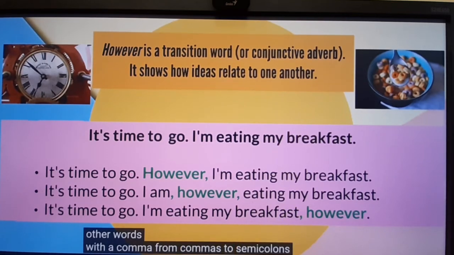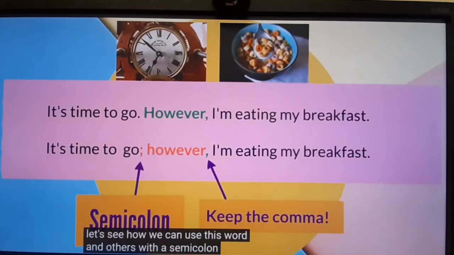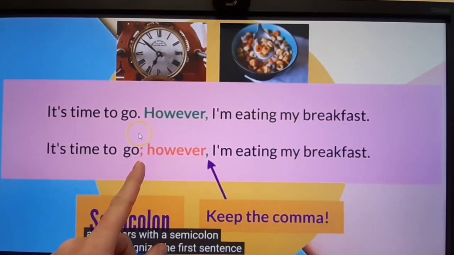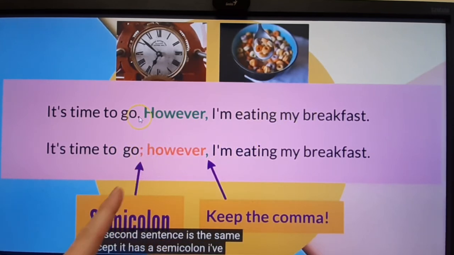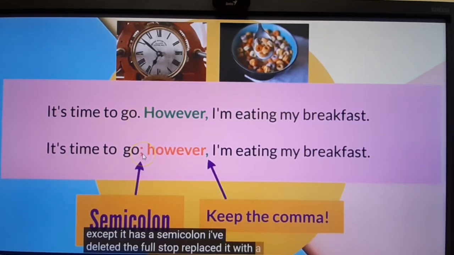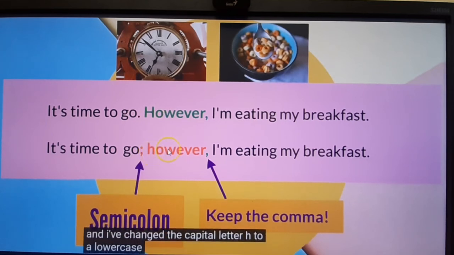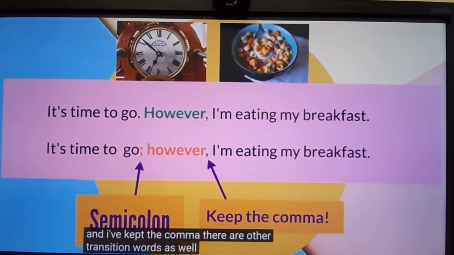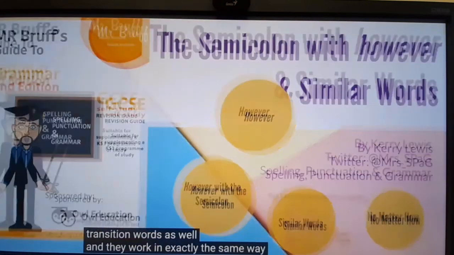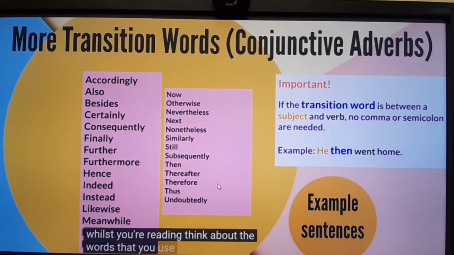From commas to semicolons, let's see how we can use this word and others with a semicolon. You'll recognise the first sentence, and the second sentence is the same, except it has a semicolon. I've deleted the full stop, replaced it with a semicolon, and I've changed the capital letter H to a lowercase. And I've kept the comma. There are other transition words as well, and they work in exactly the same way. You might want to pause and read this list of transition words. Whilst you're reading, think about the words that you use the most.